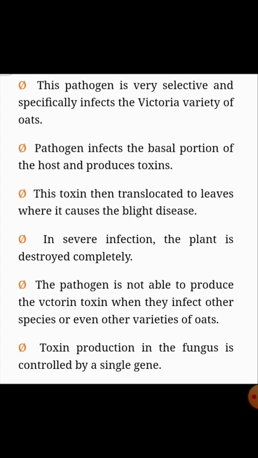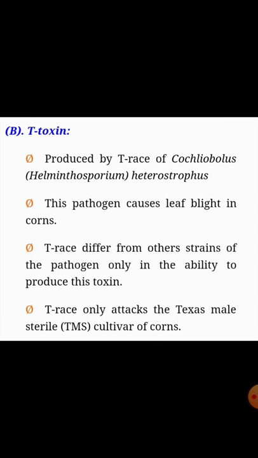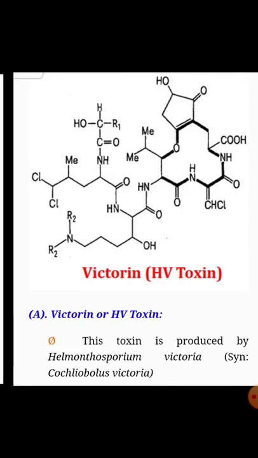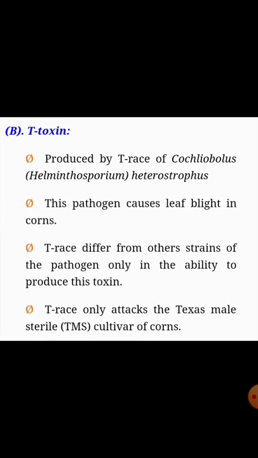The pathogen is not able to produce the Victorin toxin when it infects other species or even other varieties of oats. The toxin produced by the fungus is controlled by a single gene. Second type of host specific toxin is T toxin, produced by T race of Cochliobolus, that is Helminthosporium heterostrophus. This pathogen causes leaf blight in corn, then the last toxin, that is Victorin, was specific for the oat plants.